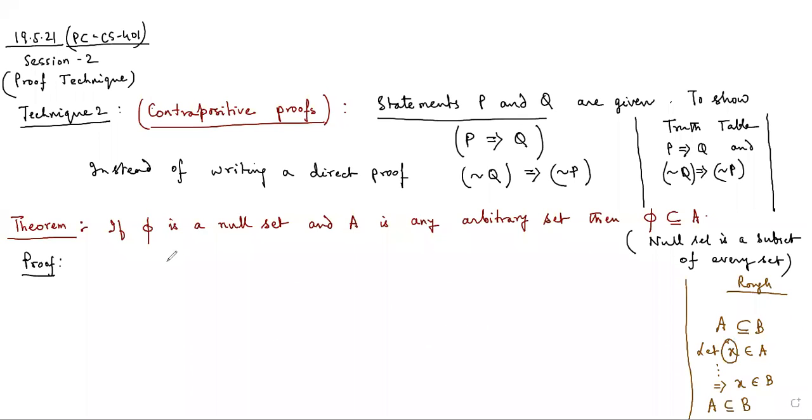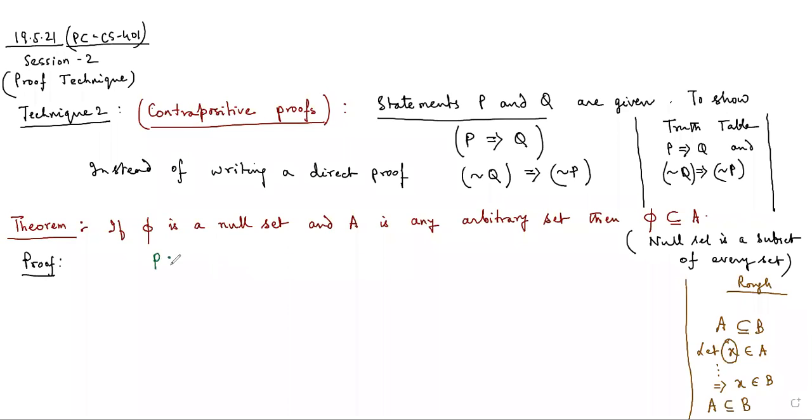But here we cannot do so. We cannot say let x belong to phi, because phi is a null set by definition. So a direct proof will not be applicable. Therefore, we try to do it by a contrapositive argument. So let us try to write the things properly first of all.